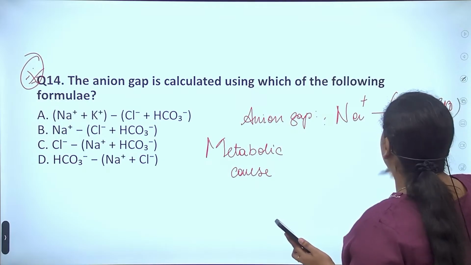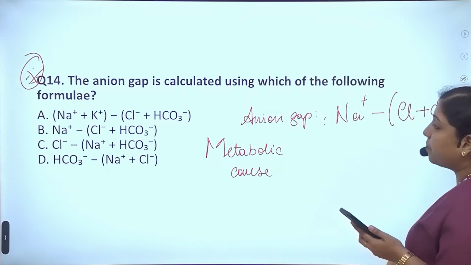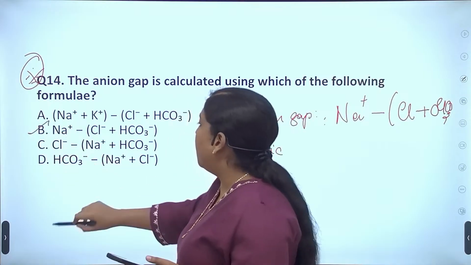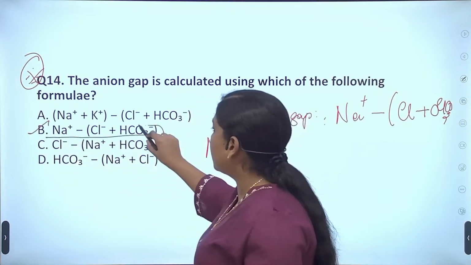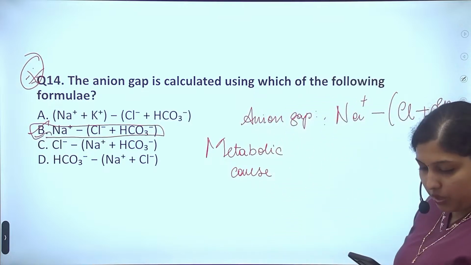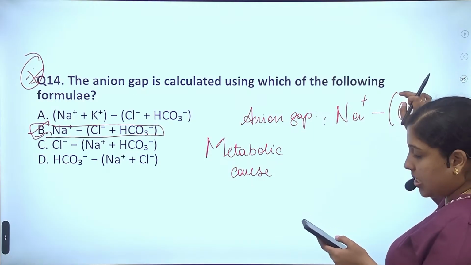That is the correct answer. HCO3 is the correct answer, right? Your sodium minus your chloride plus HCO3 is the correct answer. Option B is the correct answer. Very good. Is it clear?